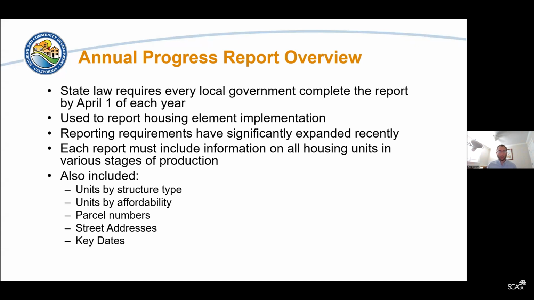So that includes units that have been issued building permits, units that have construction completed and the certificate of occupancy has been issued. We'll go through all that as we go through the dashboard. It contains information on the different structure types of housing developments. It contains information on the affordability of those units. It includes identifiers like the parcel number the housing development is located on, the address, as well as key dates of when those development activities have occurred. So really there is a wealth of data in each APR that we have received.